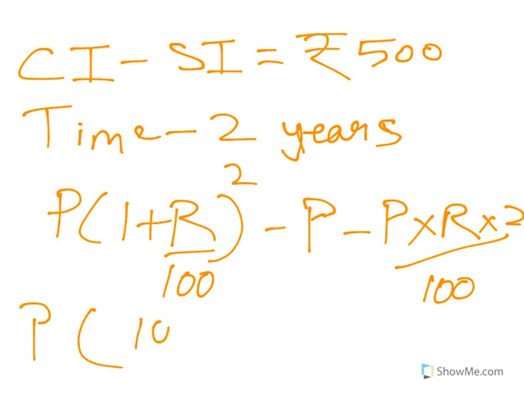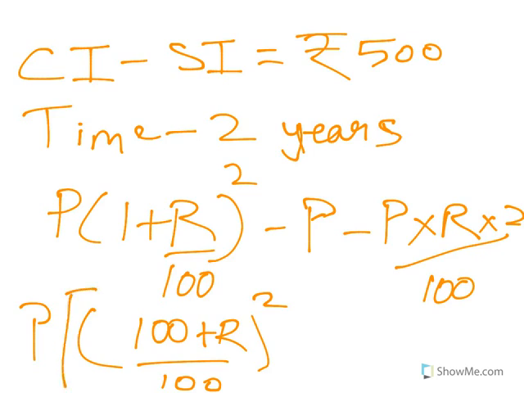So just write this as 100 plus R by 100. The whole thing is by 100, remember? Squared, minus 1, minus 2R divided by 100. Yeah, close the bracket. Okay. So we have something here that may not be very clear, but we are going to make it.